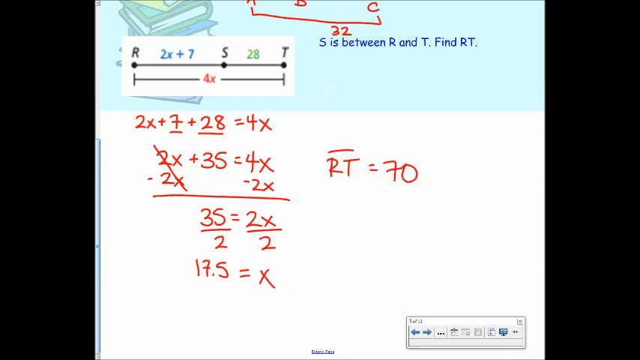Okay, questions on segment addition postulate? Fancy way of saying what? Part plus part equals whole. Is that something you didn't know before you walked in this room? No, you knew it. It's just putting a different name to it. Okay?